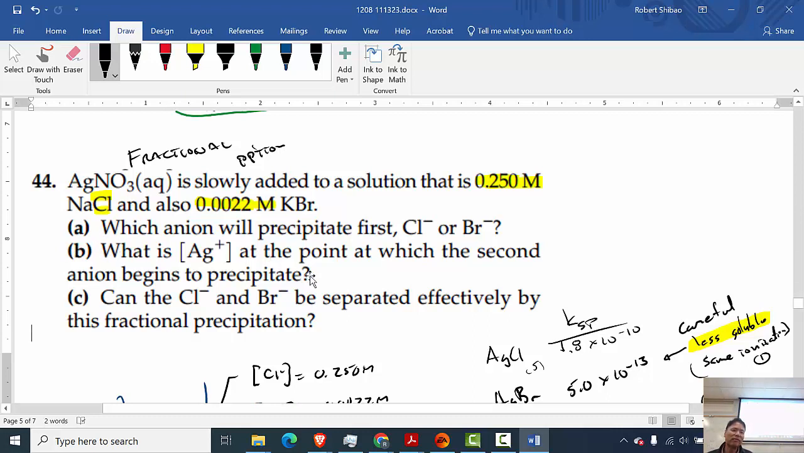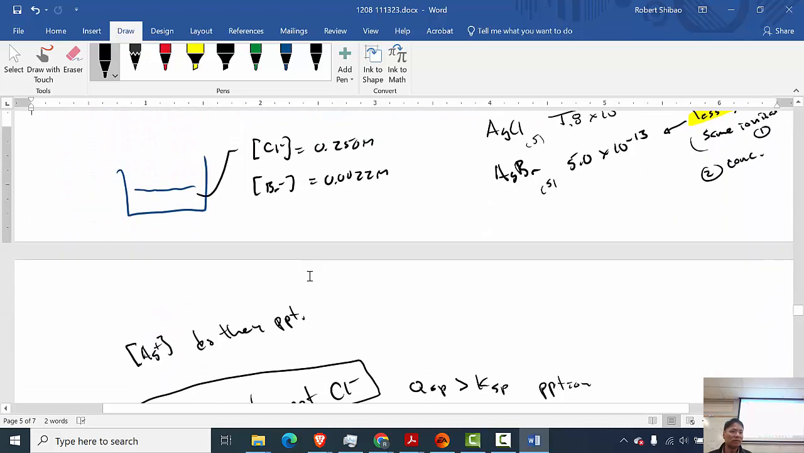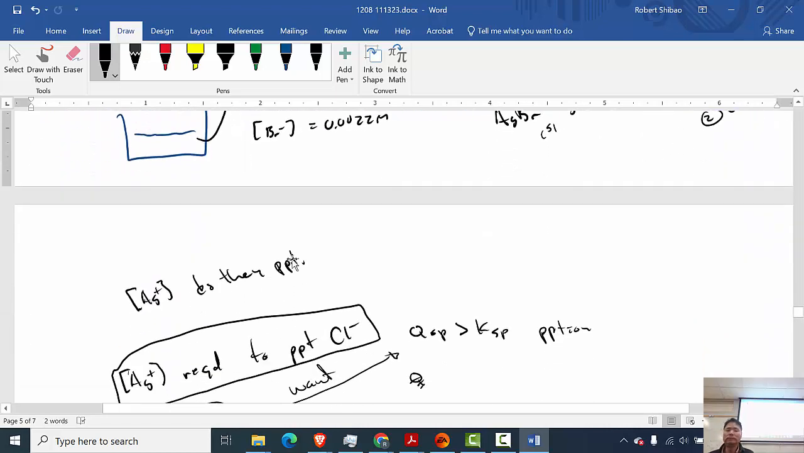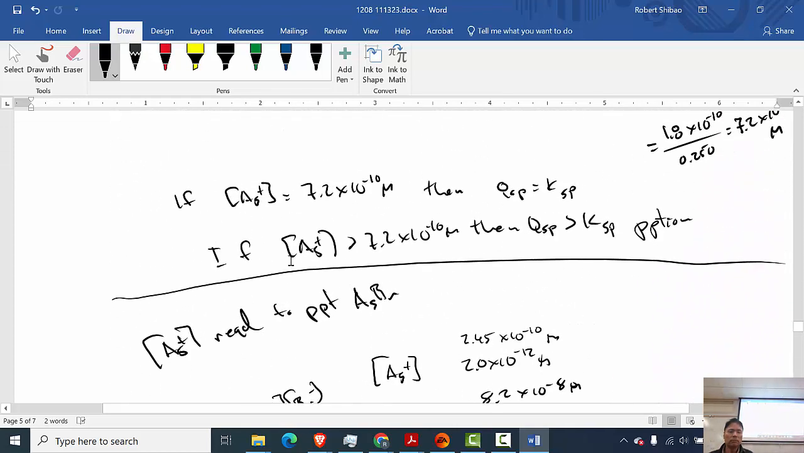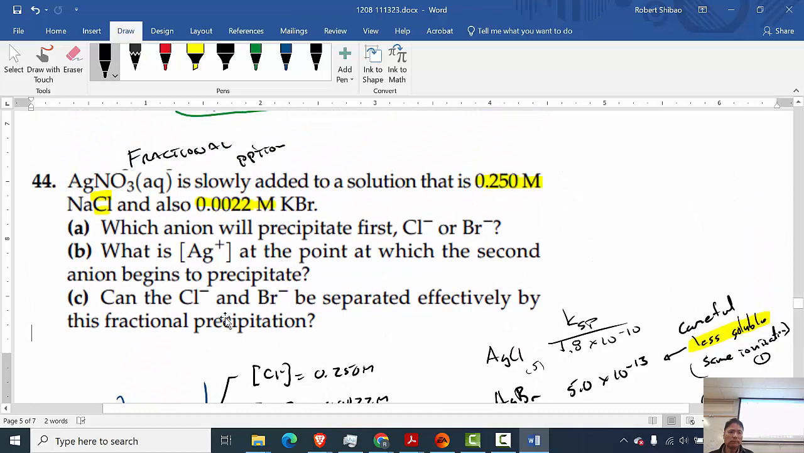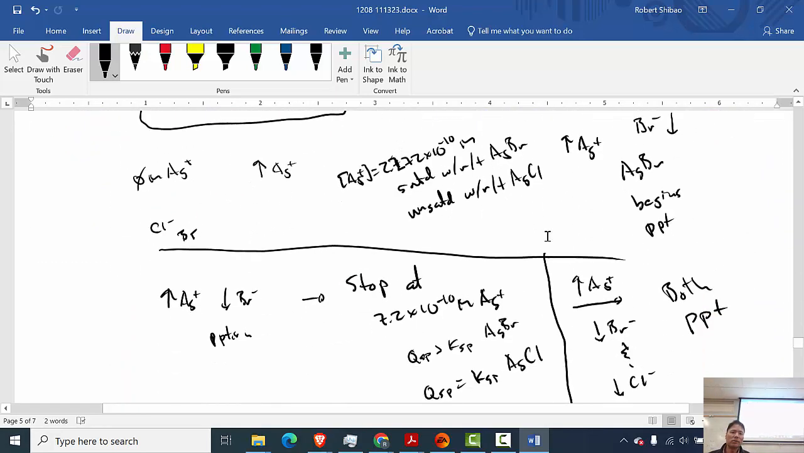C, can the chloride and bromide be separated effectively by this fractional precipitation? No, it can't. We need 99.9% before the second one begins to precipitate. Okay, does that make sense? Somewhat. I don't understand that last question. Could you explain it in a little bit more detail, please? Can the chloride and bromide be effectively separated?